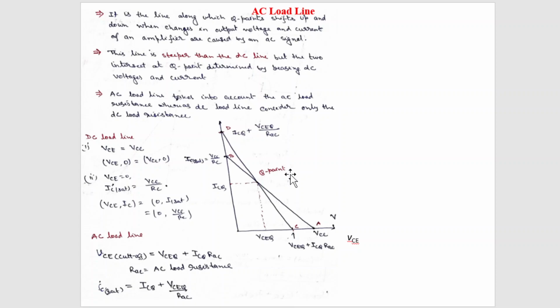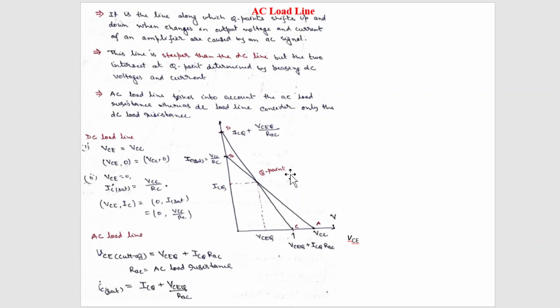This movement of the Q point along the AC load line is because of the change in the AC signal. Remember, the movement of the Q point along the DC load line, that shift up and down, was due to the DC signal. That is the basic difference between how the Q point moves on the DC load line and the AC load line. On the DC load line, the Q point moves because of change in the DC signal, and on the AC load line, it moves because of change in the AC signal.